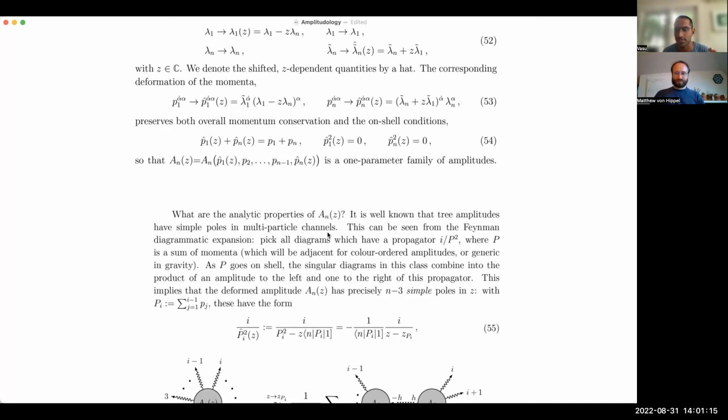So you should just expect that the poles are going to correspond to what happens when these momenta go on shell. And so the residues will just be sub-amplitudes, right?